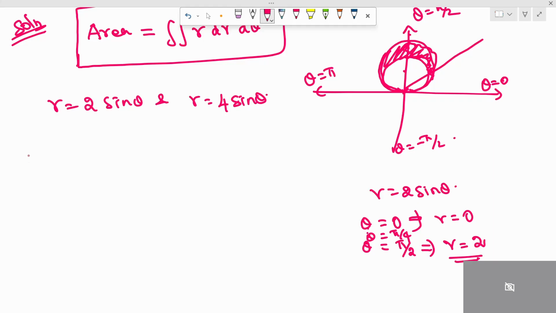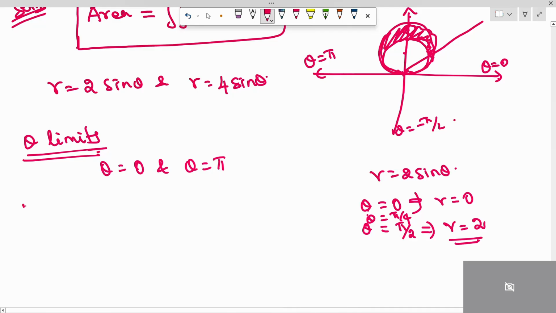First we are going to write the outer limit, that is the theta limit. In polar coordinates, our outer limit is always the theta limit only, that is constant limits. Here our bounded area covers from 0 to pi. Theta equal to 0 is the lower limit and theta equal to pi is the upper limit. And then calculate the r limits.